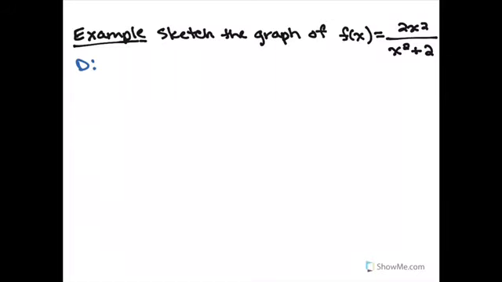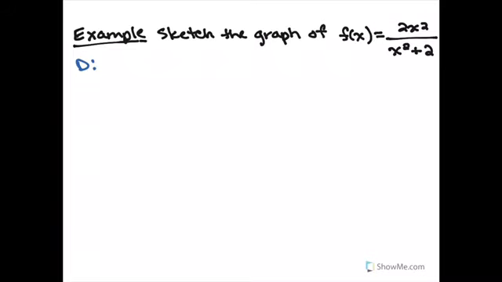Okay, so domain, we look for two restrictions. If there's a square root, we want to make sure we're not square rooting a negative number. We don't have any square roots, so that's not our issue here. But it's a rational function, and we want to make sure the denominator cannot equal 0.